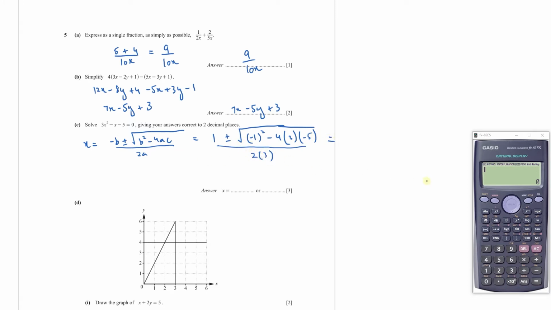So I will get minus 1 squared is 1. So 1 plus, because this minus and this minus will become plus, 5 times 4 is 20, 20 times 3 is 60. So this will be 60, which is 61. So this will be 1 plus minus under root 61 over 6. So x equals 1 plus under root 61 over 6, or x equals 1 minus under root 61 over 6. So let's calculate the under root here.